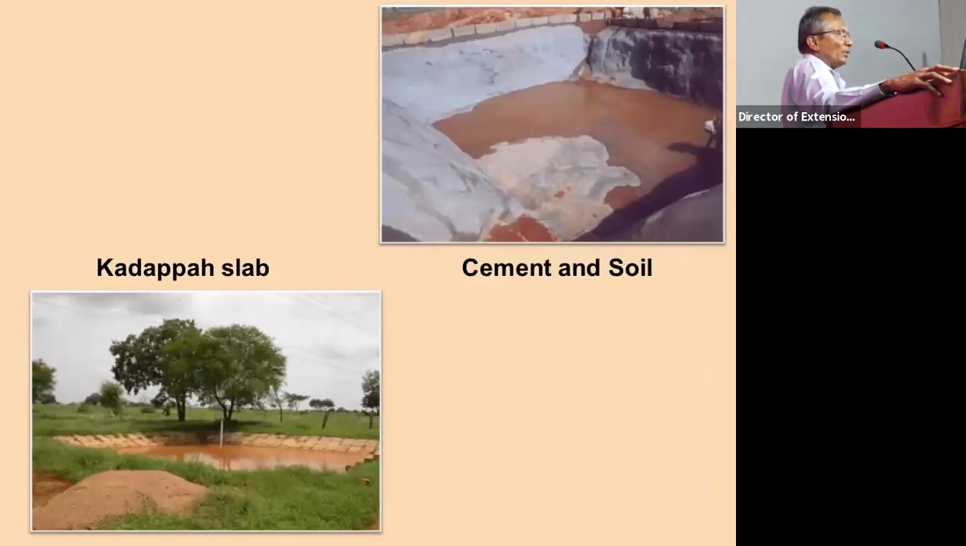For improving the water table, we should not use cement or slabs, which will prevent percolation. If you want to improve the water table, you have to use bare soil, like digging a pond, and allow it to percolate in due course, so that in the downslope area the water table will increase or improve.